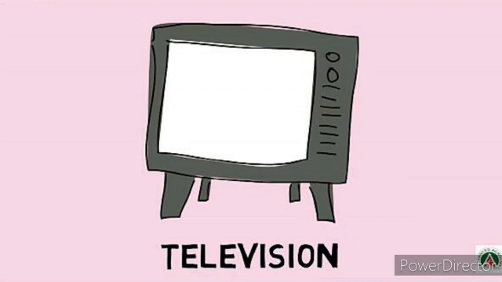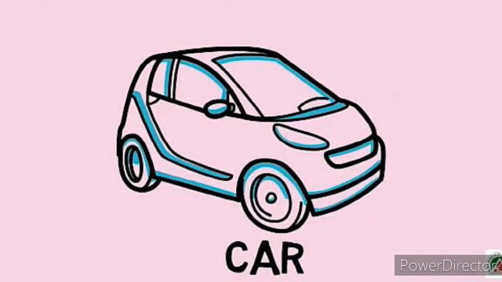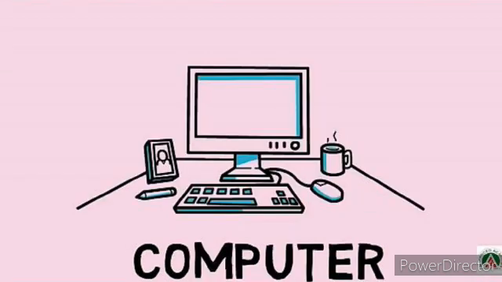A television is a machine. You wish to go for a long drive, isn't it? So, in which do you go? Yes, in a car. And look what it is. Yes, this is a computer. A computer is an electronic machine, and machines are man-made things.